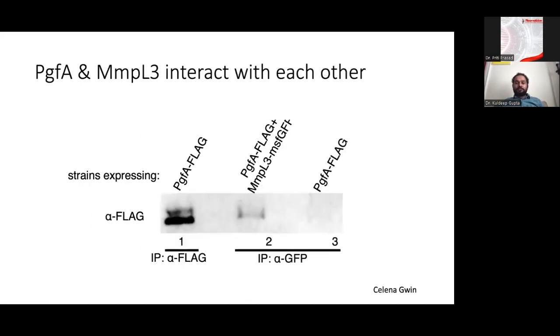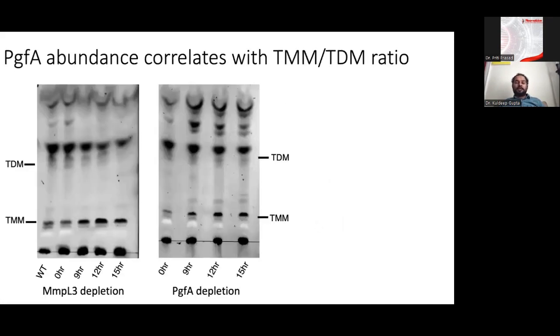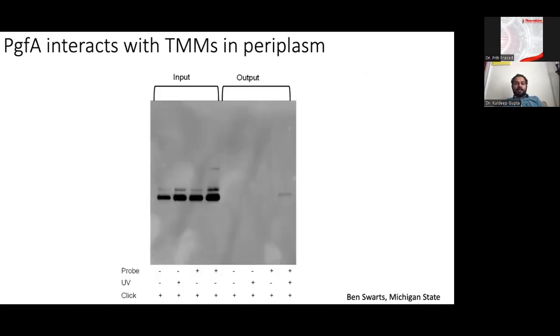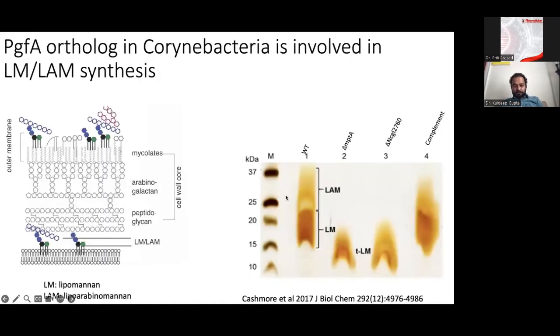And then using pull down assays, we showed that PGFA and MMPL3 interact with each other, and we also isolated TMM and TDMs, and we found that when we deplete PGFA, the ratio of TMM and TDMs changes, which shows that PGFA is involved in the transfer of trehalose monomycolate. And we also showed using pull down assay and UV probes and cross-linking that PGFA also interacts with trehalose monomycolates.